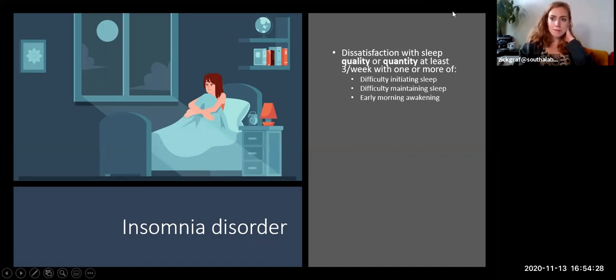And insomnia disorder is diagnosed when someone reports subjective feelings of being dissatisfied with the quality or the quantity of the sleep that they're getting, usually accompanied by excessive daytime sleepiness, at least 3 times a week. And sleep quality and sleep quantity are defined as difficulty initiating sleep, so having a really hard time falling asleep after you go to bed, difficulty maintaining sleep, so frequently awakening during the night and having trouble going back to sleep, or early morning awakening, so waking up earlier than you intended to and not being able to go back to sleep.